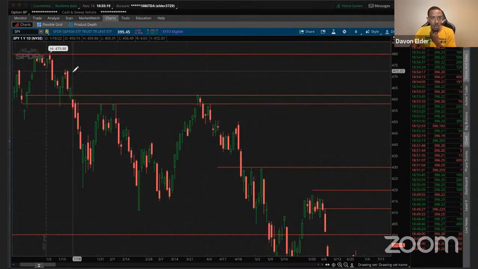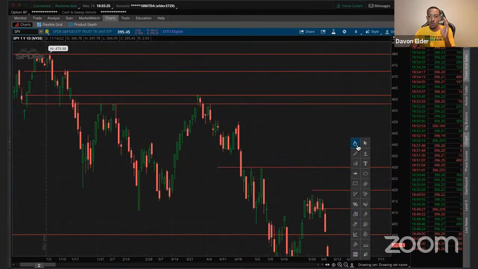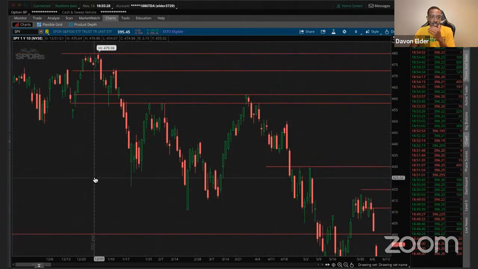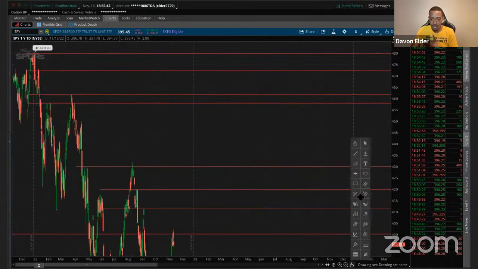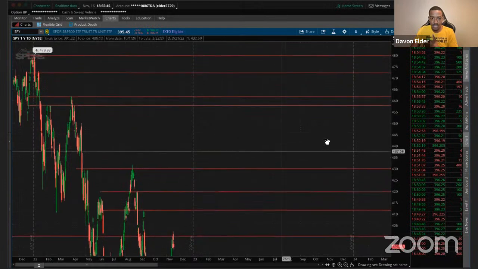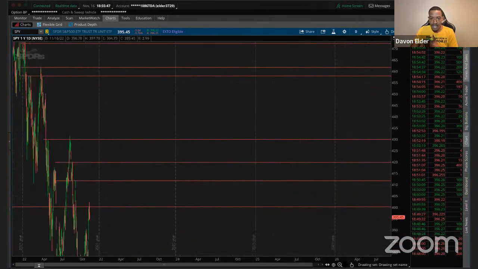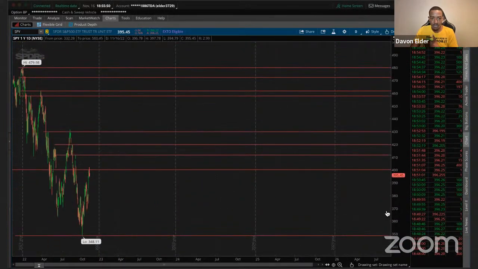And then I'll mark one more resistance level right here at 472, because this level even goes back to November of last year, because you see, we had a problem. We opened up at 470, couldn't close above it. We opened up at 472, couldn't close above it. So we see that's a major resistance level.